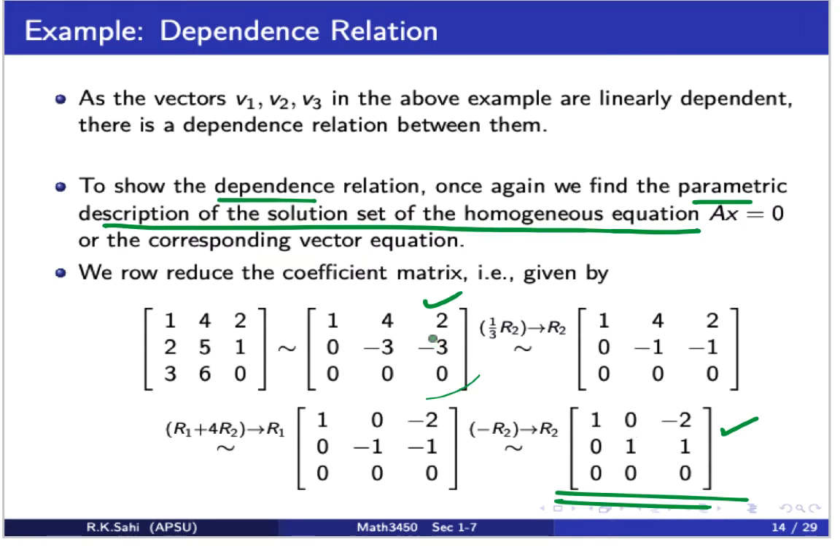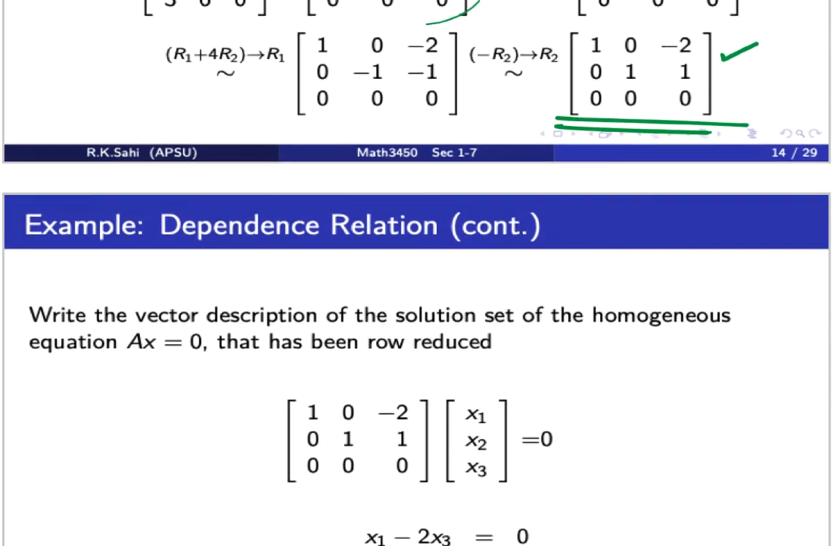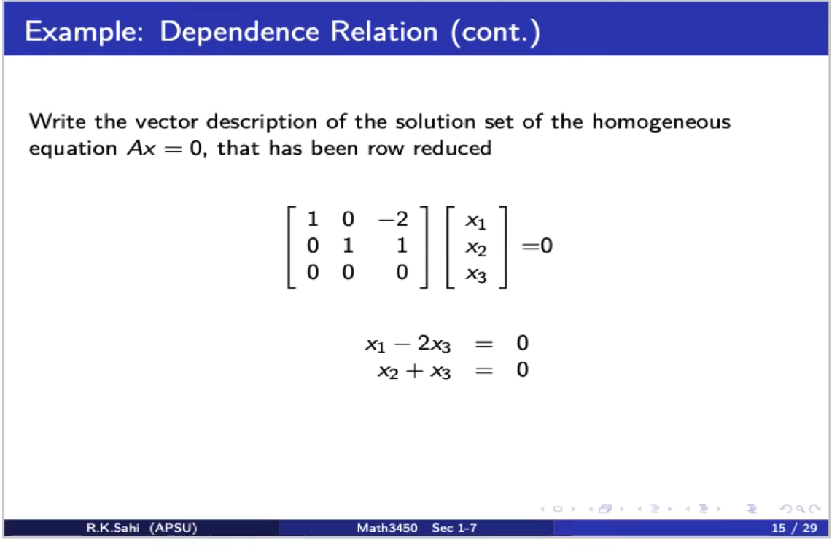Okay, so what I've done is I have row reduced this coefficient matrix, and this is what I'm getting. You can look over it. Once we have that, now we're going to write down the parametric description, not the vector parametric, but the parametric description. That's more than enough here. So we write the parametric description.